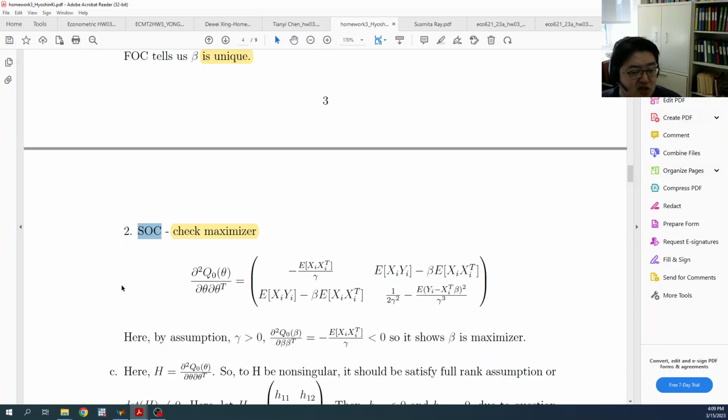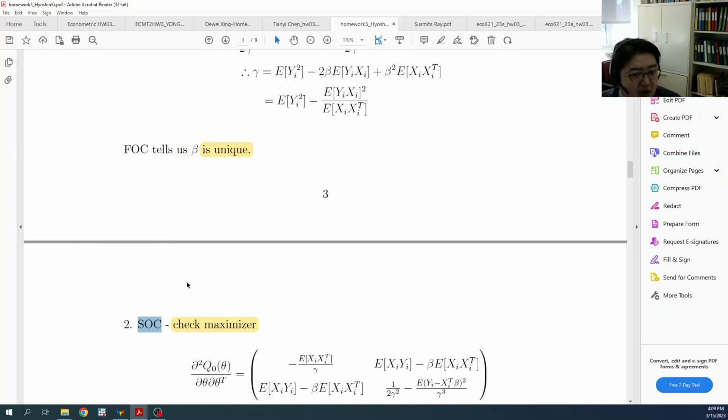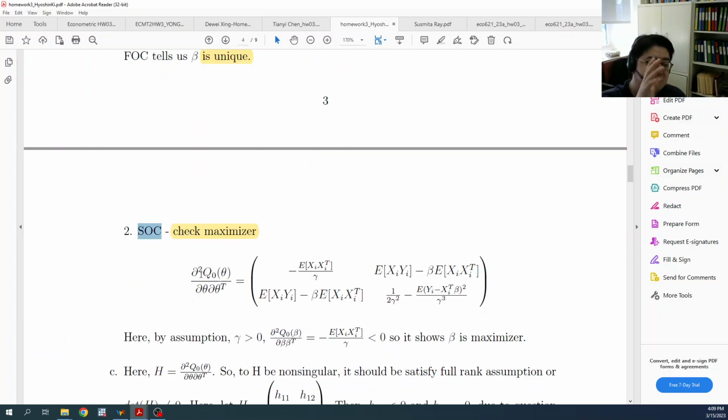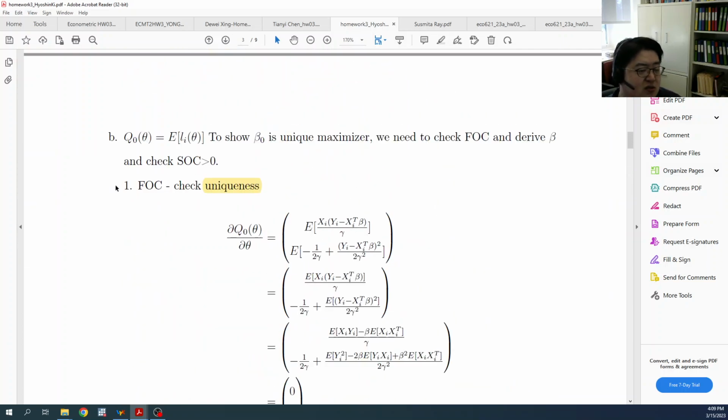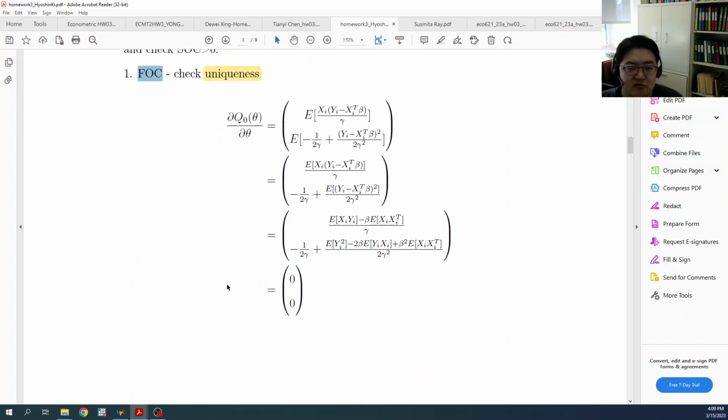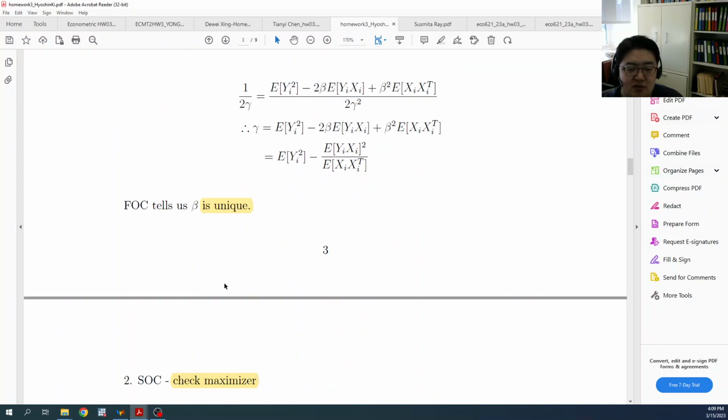So the second order condition is about uniqueness and whether it is a minimum or maximum, and the first order condition is to find the solution, either maximum or minimum. So conceptually, there was a misunderstanding of what the first order condition and the second order condition are. So I wanted to point that out. Okay.